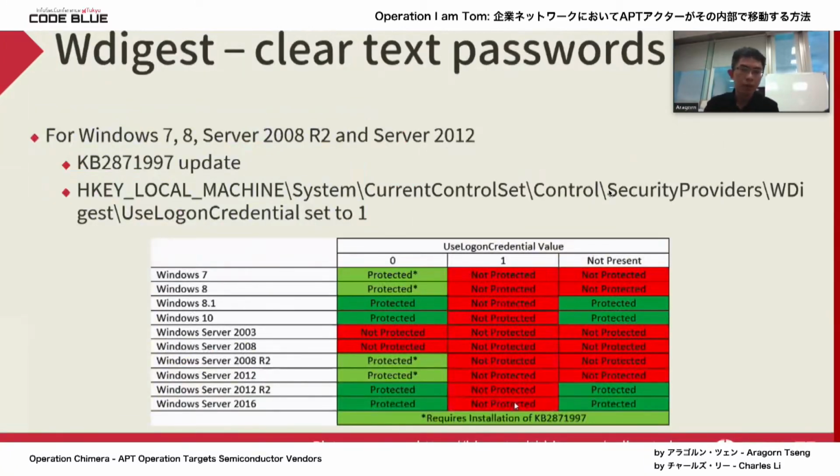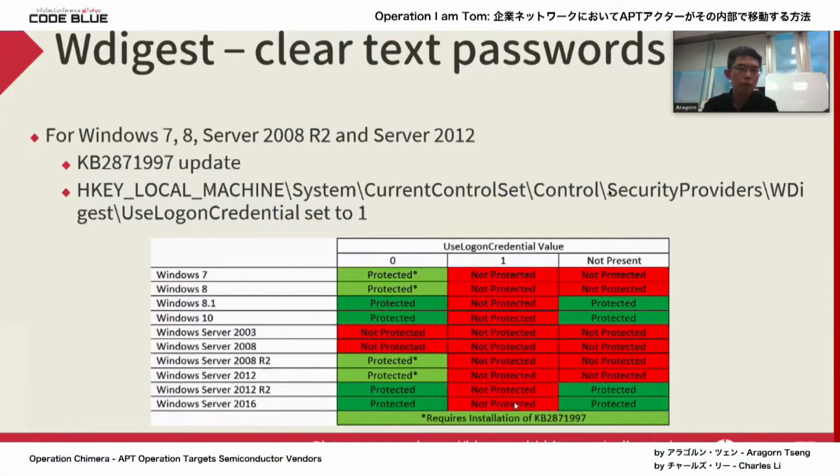The next technique is called W-Digest. W-Digest is a Windows authentication mechanism. It caches clear text passwords in memory for later authentication actions. This feature was abused by various threat actors to dump clear text passwords from memory directly in the past. Microsoft noticed this issue, so they issued the security patch KB2871997 to disable this feature. After the security patch, you can set the following registry key to disable this feature.